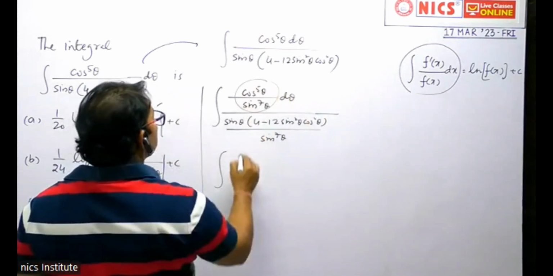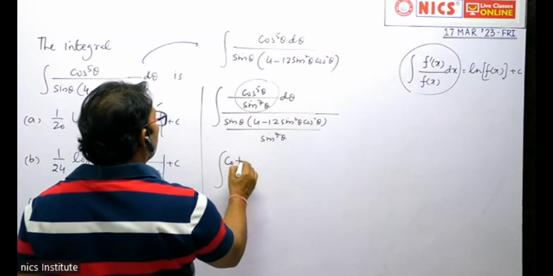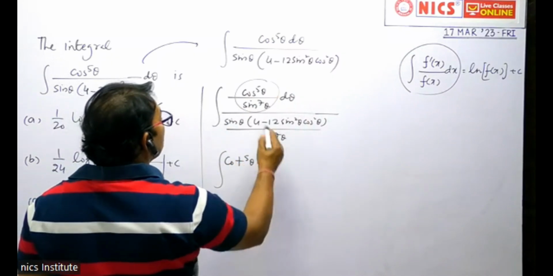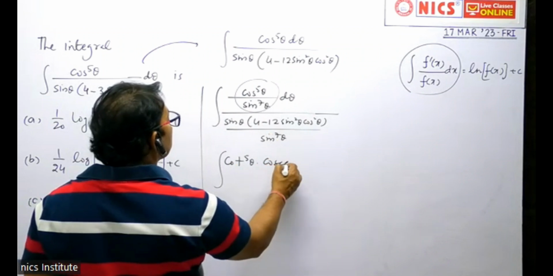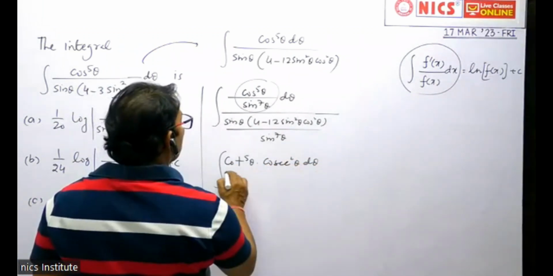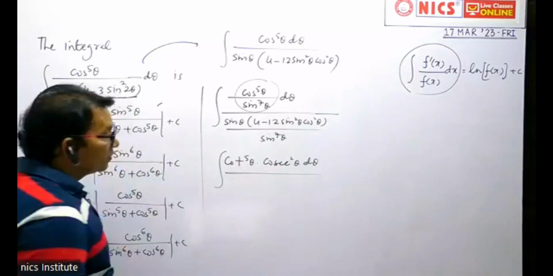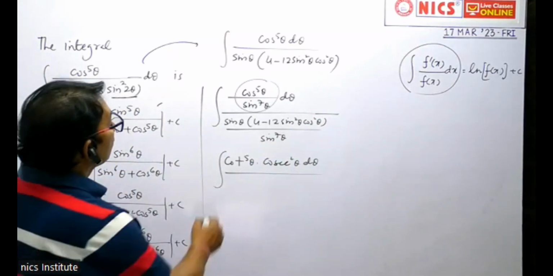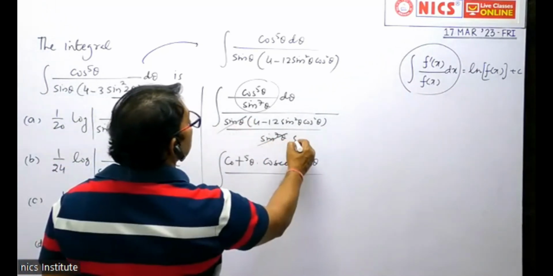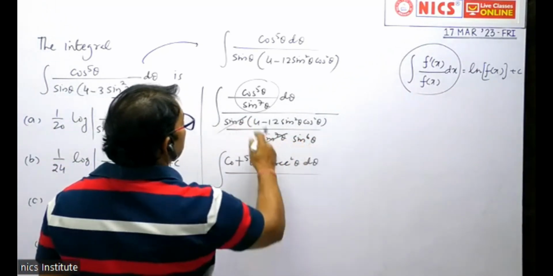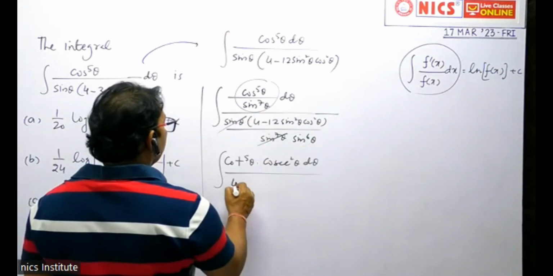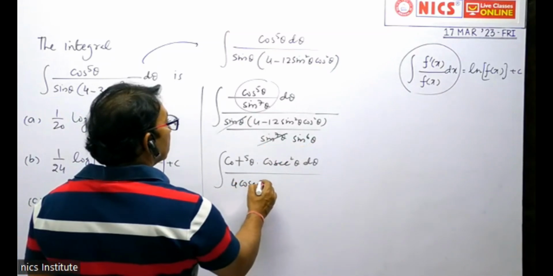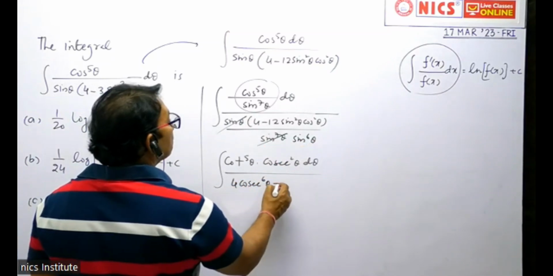So this will be cot to the power 5 theta. 1 by sine square would be cosec square theta. So I know the derivative of cot is minus cosec square theta. So I'll substitute cot theta as t. One sine theta will cancel out. This sine to the power 6, then divide individually. It will be 4 cosec to the power 6 theta.